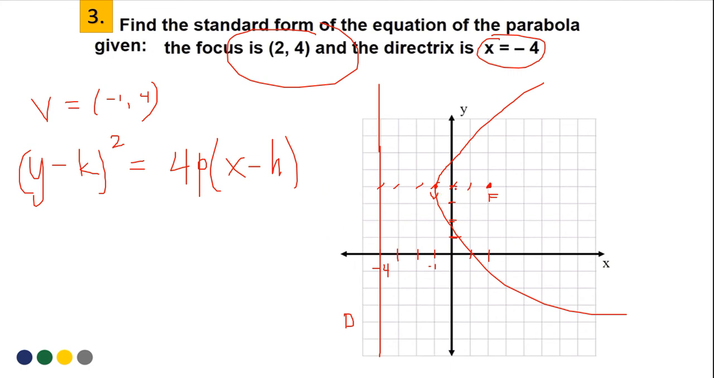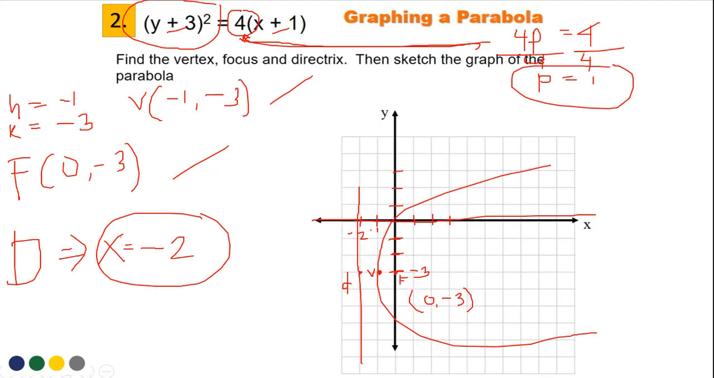So, bibilangin natin yung distansya niya from vertex to focus. 1, 2, 3. Vertex to directrix, dapat it is always equal. 1, 2, 3. And 3 is equivalent to what? Ano yung tawag natin sa 3? 3 is 4P? Wrong. 3 is P.